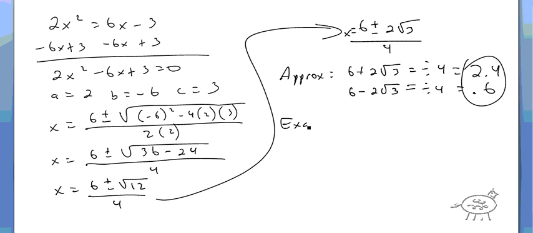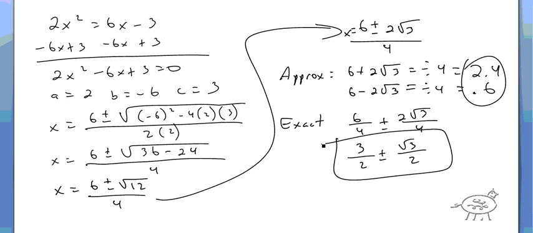And then, of course, the exact answer is you just split up the fraction. So it's 6 over 4 plus or minus 2 root 3 over 4. And then you simplify the fraction. So 6 over 4 is 3 halves, and 2 over 4 is 1 half. So it's root 3 over 2. And that's your exact answer. Okay? That's really not that bad.